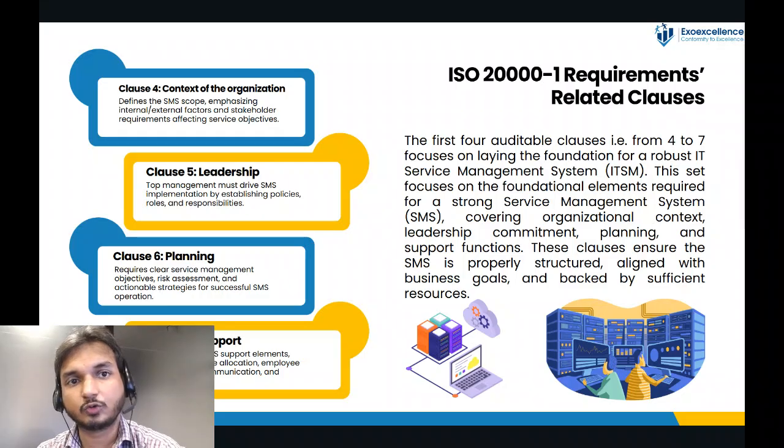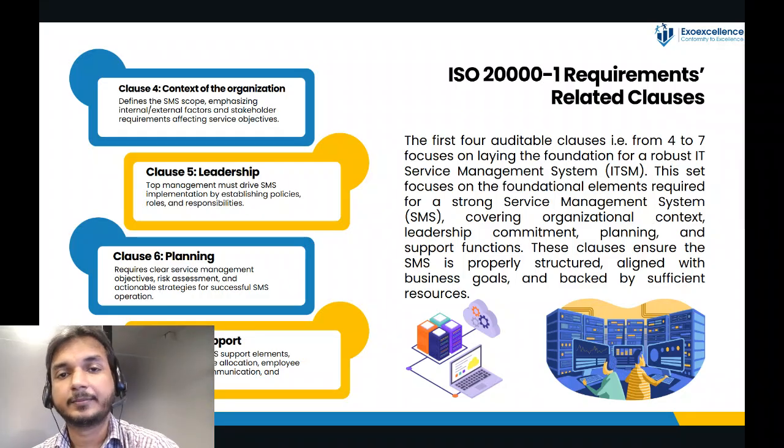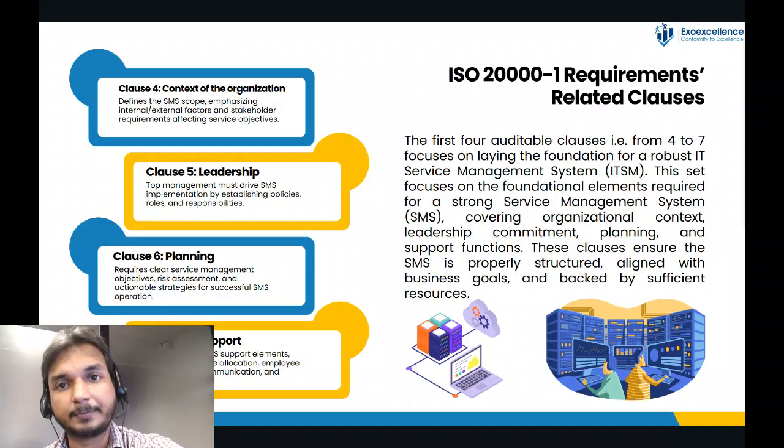So if we go to clause 6, we have to plan the service management system with defined goals for the service management. We need to have the objectives made for the service management system. So we need to establish and achieve those objectives. We have to plan how to achieve those objectives as well.